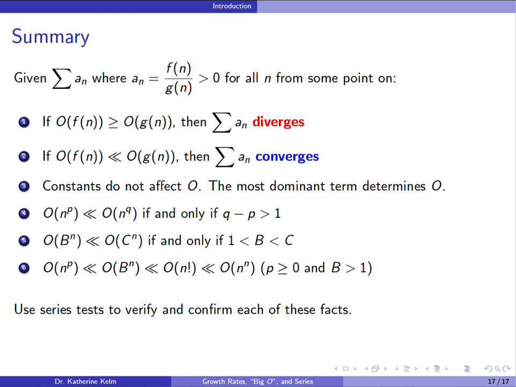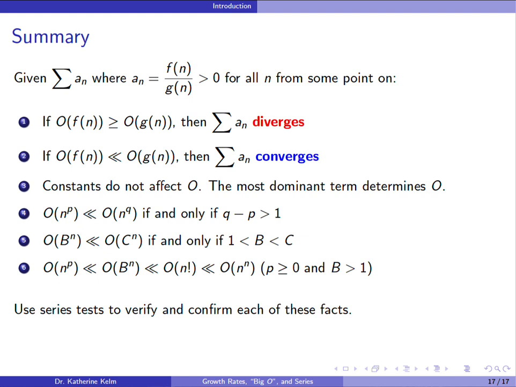In summary, given a series a_n of positive terms, or at least positive from some point on, where a_n is of the form f of n over g of n, if big O of f of n is greater than or equal to big O of g of n, then the series diverges. If big O of f of n is sufficiently smaller than big O of g of n, then the series will converge. In order to calculate big O, we learned that constants do not affect big O, and the most dominant term of a function determines the big O.